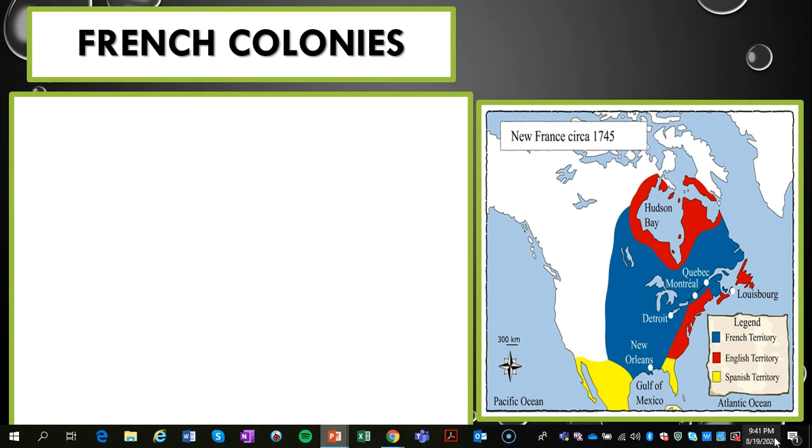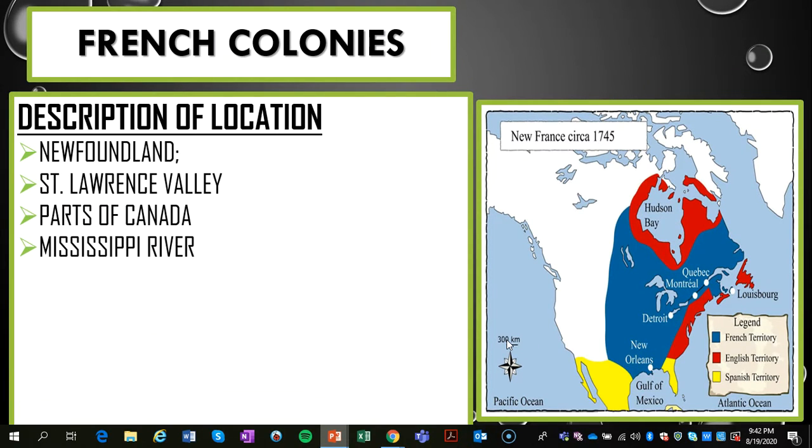So now let's look at the French colonies. If you look at this map, you can see this is 45 years later from the original map we saw, and we could see that it looks like the French gained more territory. In blue is all the French territory in the New World. Here we have the English in red, and the yellow is the Spanish territory. So let's look at some of the French colonies.